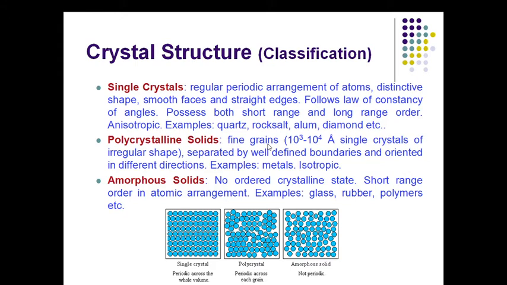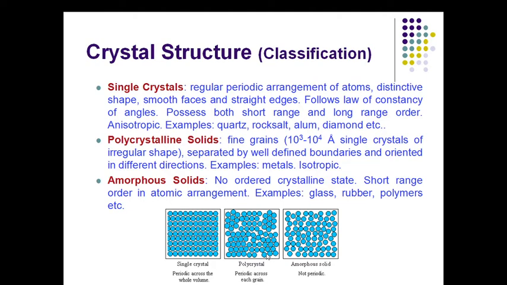So a grain is nothing but a single crystal like this, of regular arrangement of atoms, distinctive shapes, smooth faces, straight edges, and such a single crystal of irregular shape of the size 10^3 to 10^4 Angstrom is called a grain. So many single crystals of irregular shapes of this size coming together is called a collection of grains. These single crystals are separated by well-defined boundaries and oriented in different directions, and therefore the collection of such fine grains separated by well-defined boundaries and oriented in different directions is termed a polycrystalline solid.